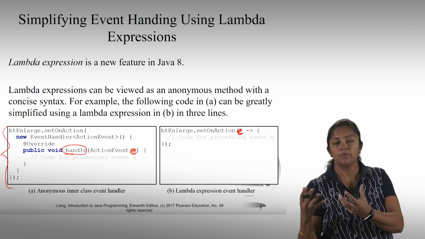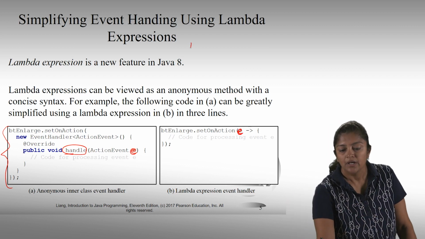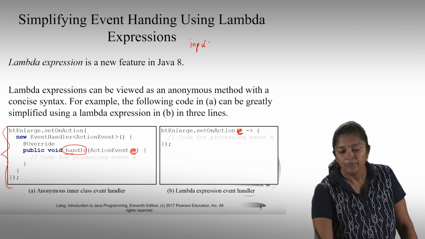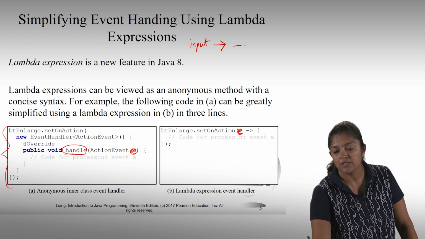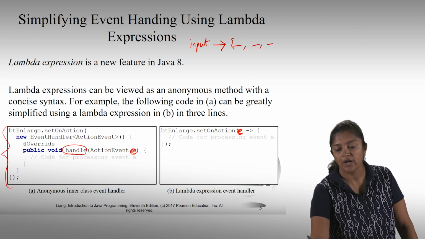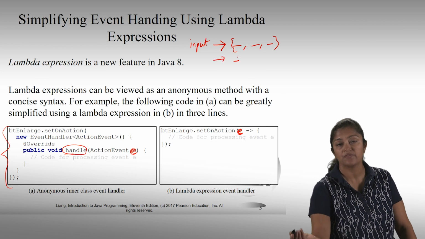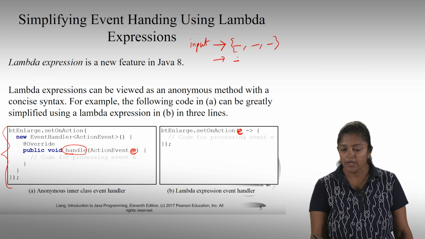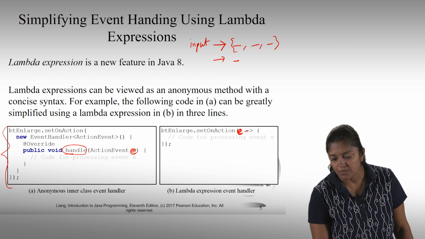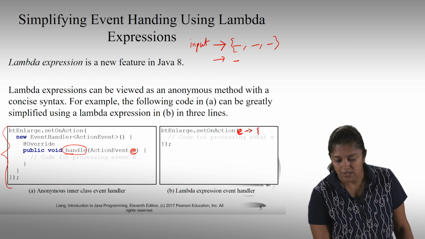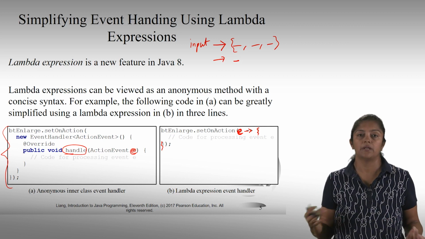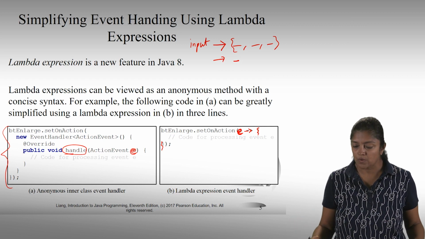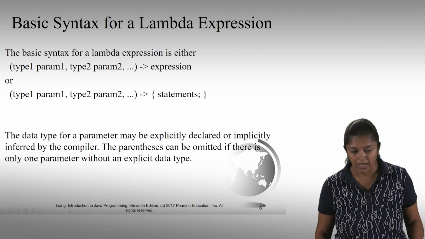So the way lambda expressions work is, given a certain input, you specify the inputs followed by an arrow. Given these inputs, what are the statements that need to be executed? And you can specify multiple statements, or you can specify a single statement. So over here you see, given the event object, we want these statements executed. So the code that needs to be processed can be listed out. So that's how events can be handled.